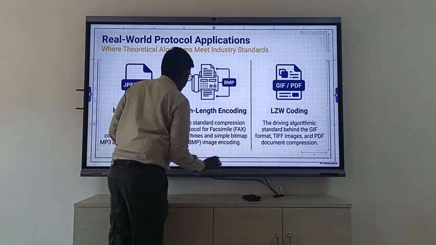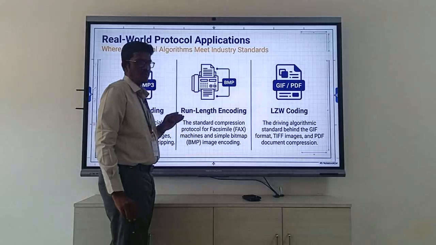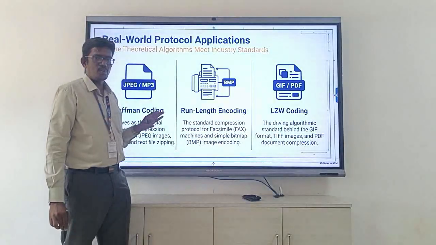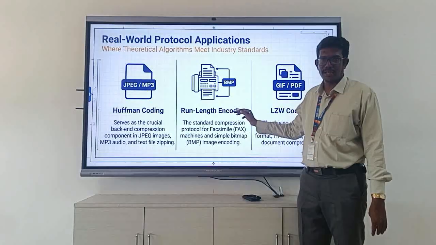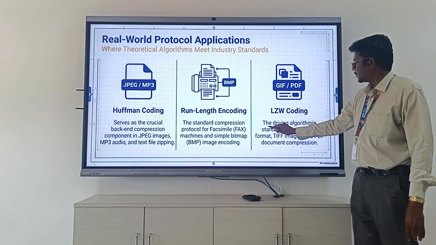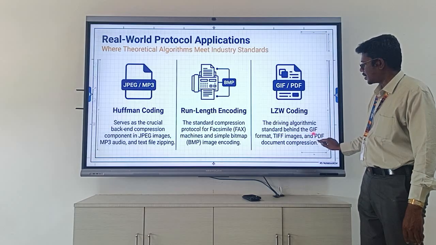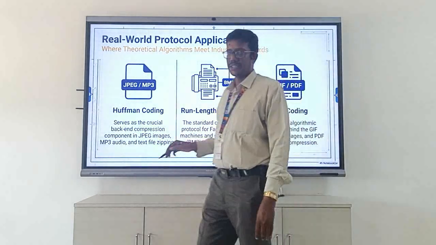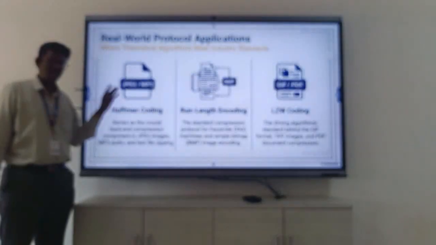For run length coding, we go for facsimile and simple BMP image encoding. So for these types of extensions we go for run length coding. For example, facsimile or any other such things, the run length encoding technique will be applied. Finally, LZW coding is the algorithm behind the GIF format, TIFF images, and PDF document compression. So these are all the applications where the data is used with the coding technique for compression.